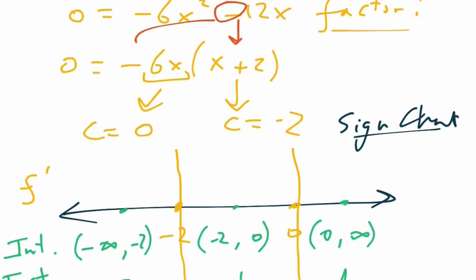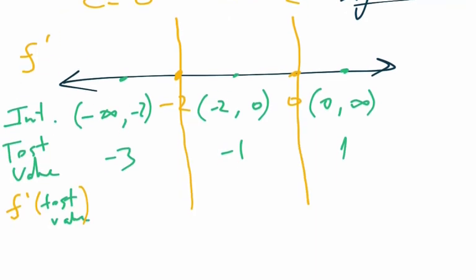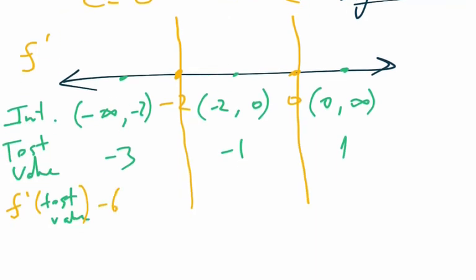So if I take negative 3 and I plug it into the first derivative here, I will get negative 6 times negative 3 times (negative 3 plus 2).